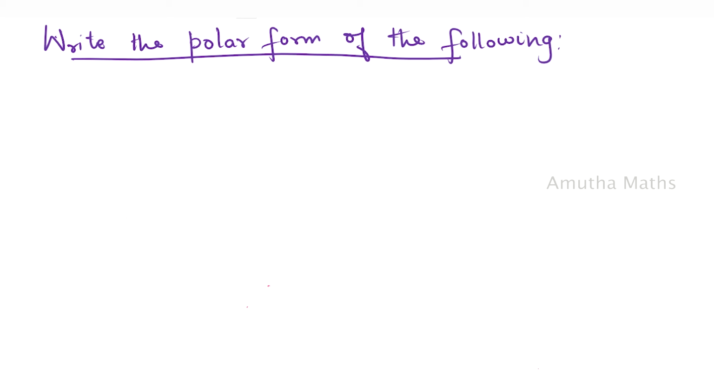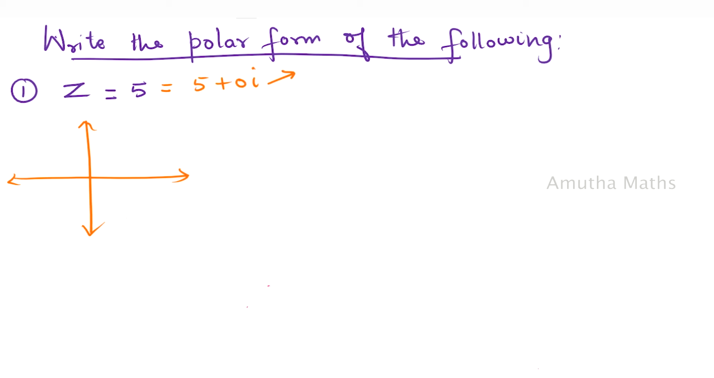Write the polar form of the following. Right. The first problem is z is equal to 5. Now, how will you write this z is equal to 5 in polar form? So this 5 can be written as 5 plus 0i. So how will you plot this point? This point is (5, 0).